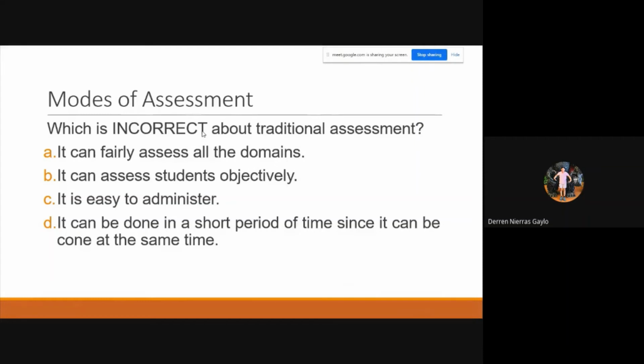But letter B, letter C, and letter D are true about traditional assessment. So take note, traditional assessment can assess students objectively. It is easy to administer and it can be done in a short period of time. Take note of that. That's traditional assessment.